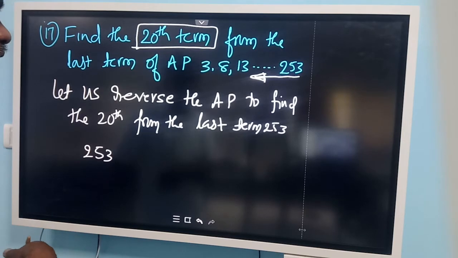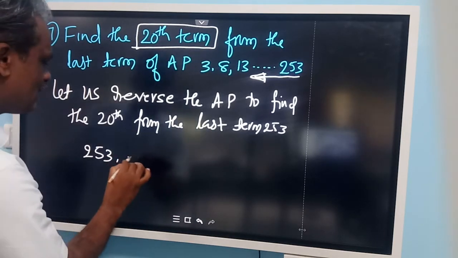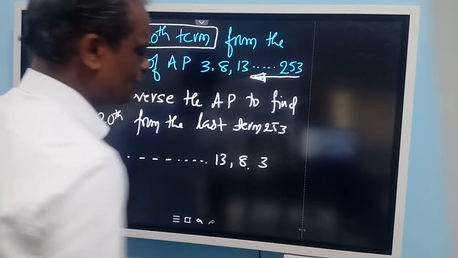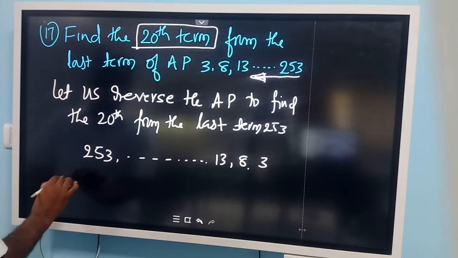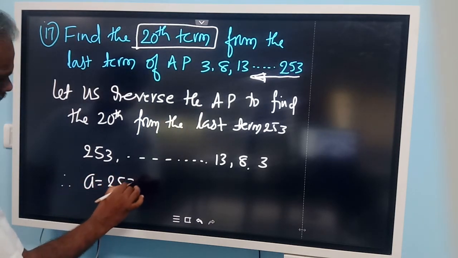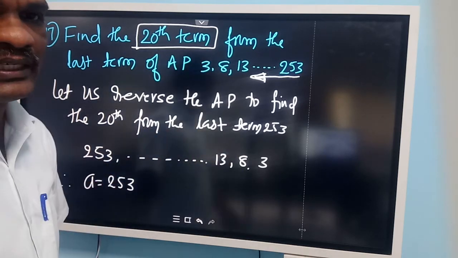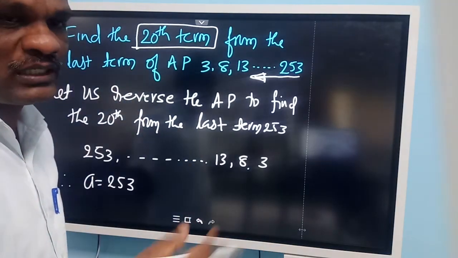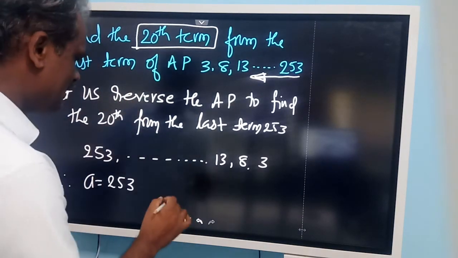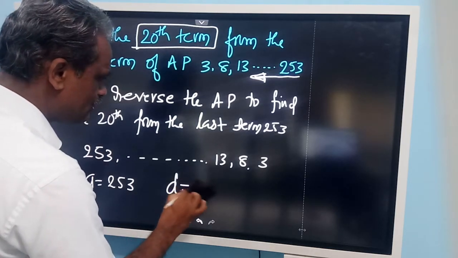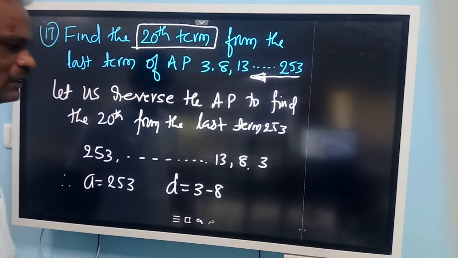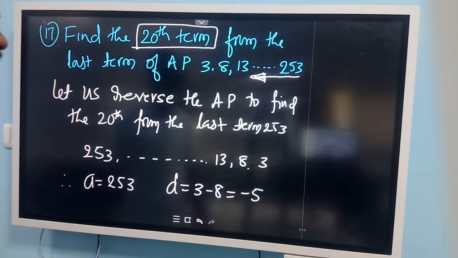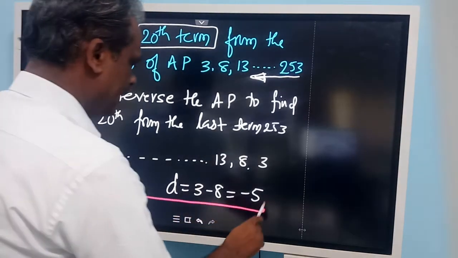So what you have to do now? It continues like this, and you look at this 13, 8 and 3. So you can find the first term here: a is equal to 253. The common difference can be calculated by subtracting any consecutive terms, that is A(k+1) minus Ak. So d is equal to 3 minus 8, subtracting this 8 from 3, so you will get minus 5.